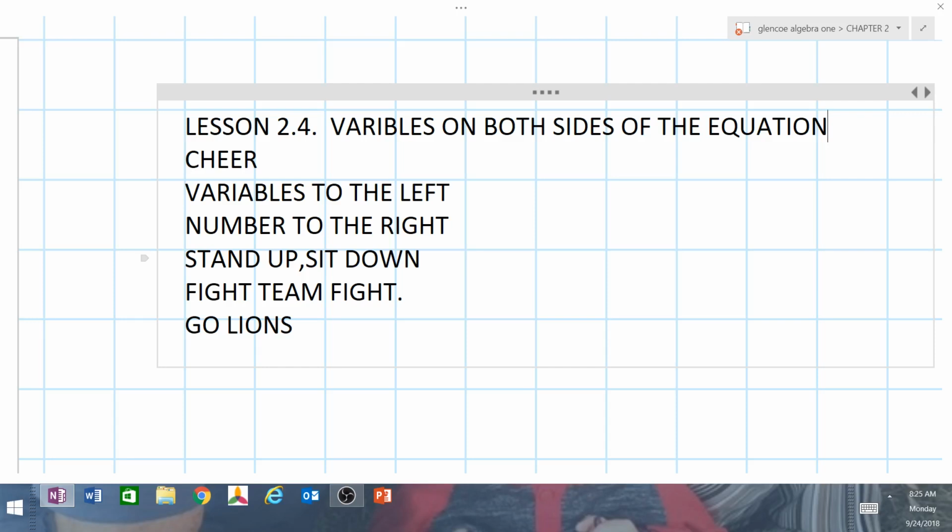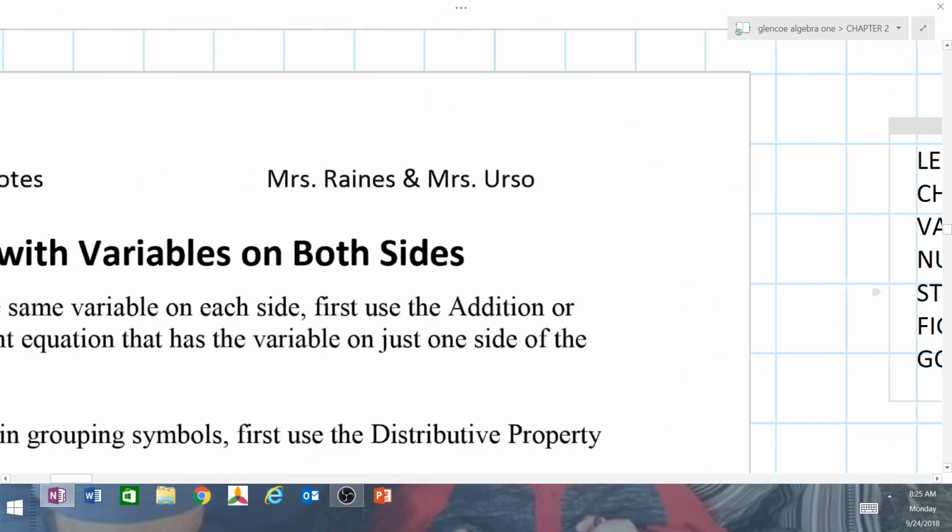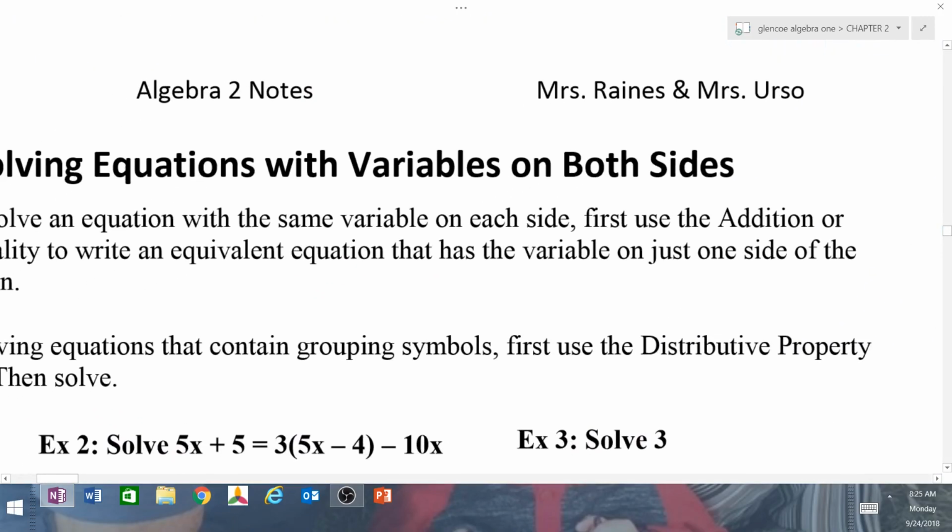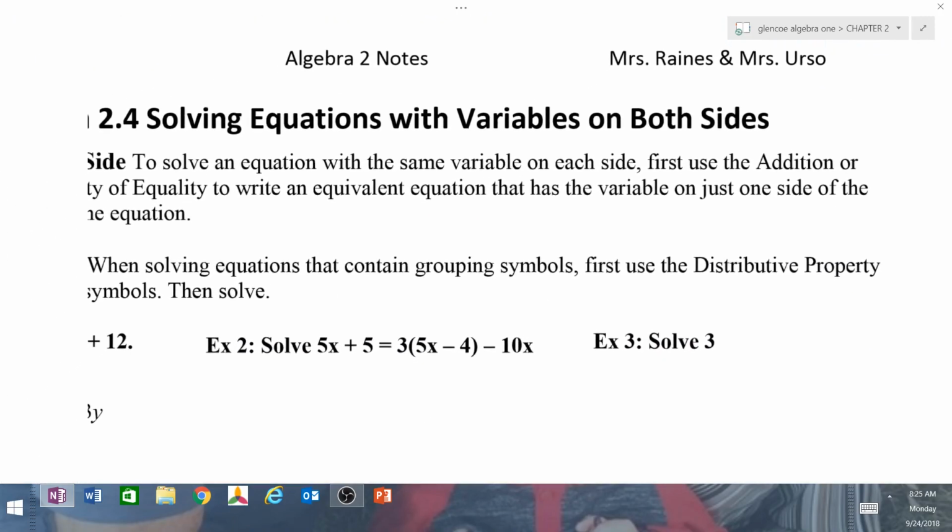And what that's going to help you do is remember this. When solving a multi-step equation where you have variables and numbers on both sides, you want to get the variables to one side and the numbers to the other.